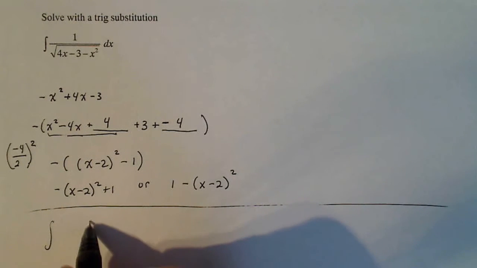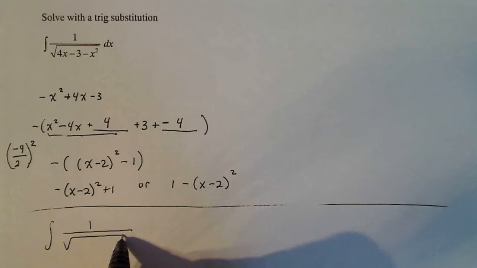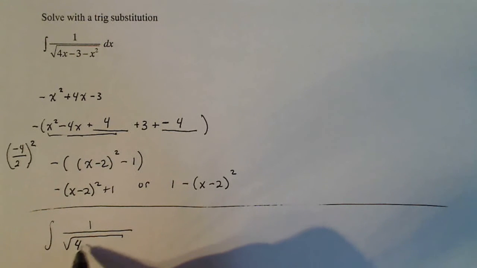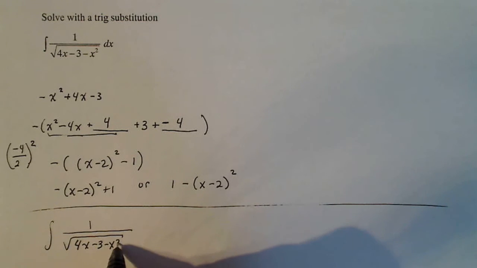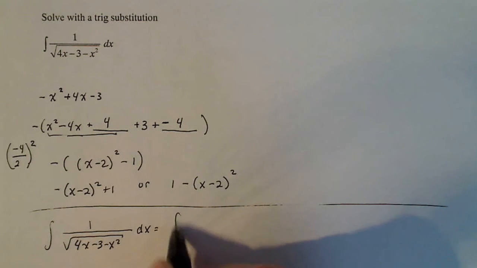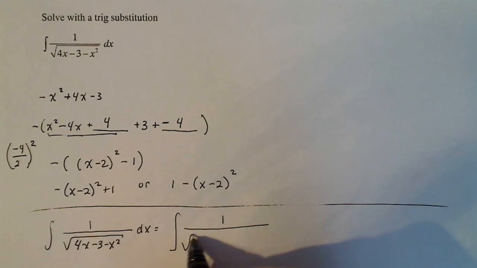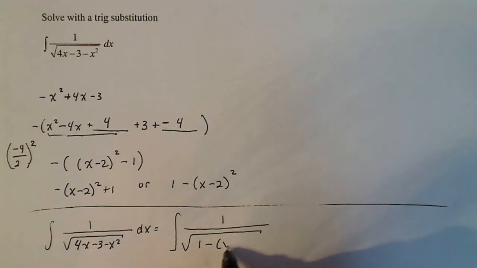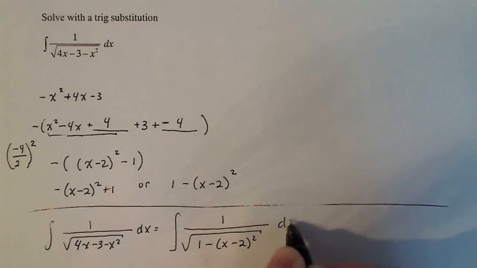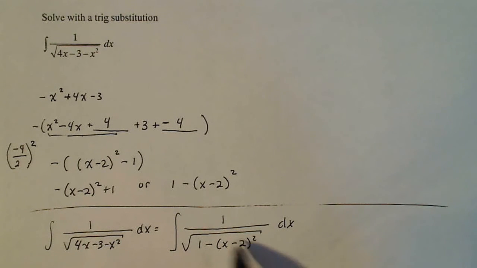So I'm going to integrate 1 divided by the square root of 4x minus 3 minus x squared dx, which after completing the square, I can write as 1 minus x minus 2 squared dx. Now, what we learned in class, if I have something squared minus something squared, this minus sign right here is the key, I'm going to let x equal sine of t.